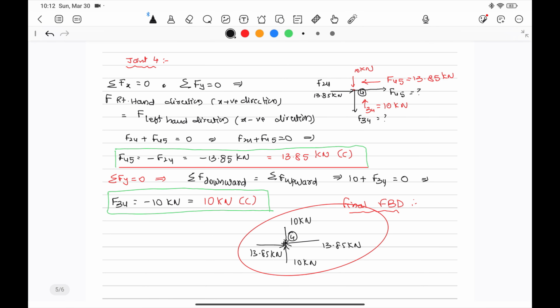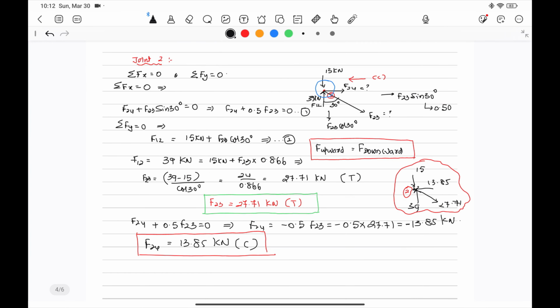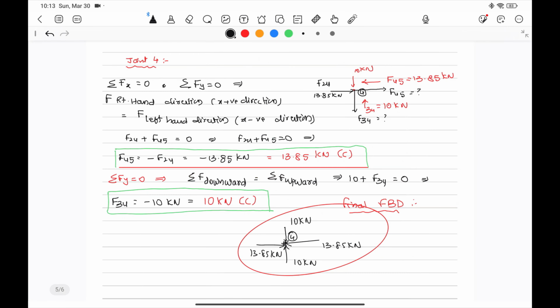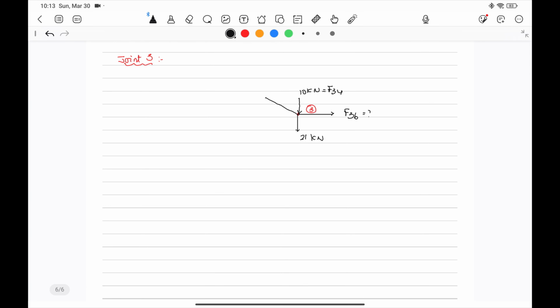What is the force F23? F23 is 27.71 tension, away from the joint. This is away from the joint. F23, 27.71.